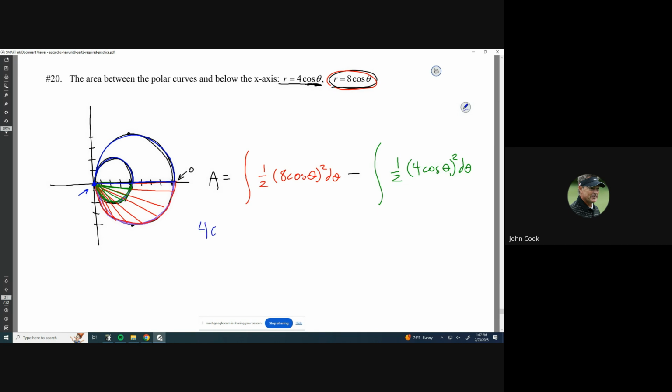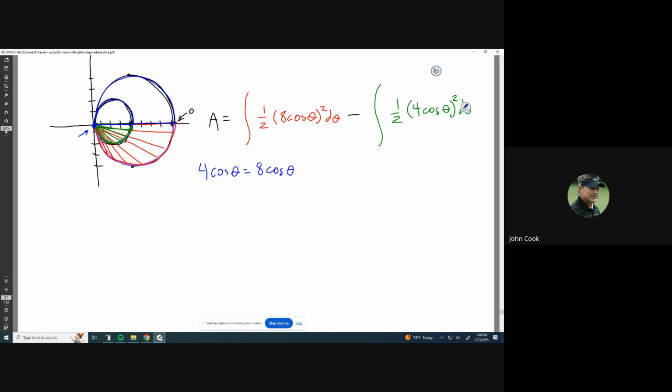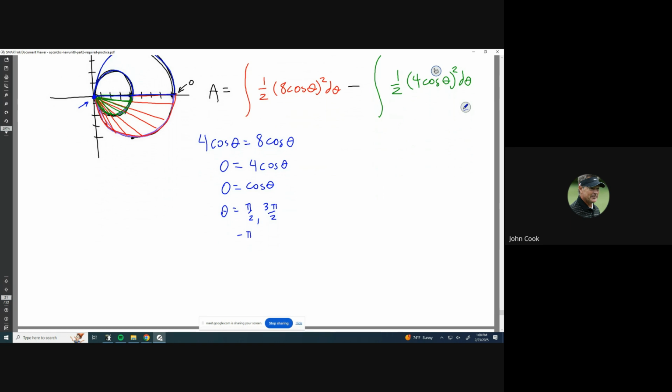So, I'd do that. 4 times the cosine of theta is equal to 8 times the cosine of theta. Subtracting 4 cosine theta from both sides, I get 0 equals 4 cosine of theta. And then dividing by 4, I get 0 is equal to cosine of theta. This tells me that I need to find any place where cosine is equal to 0. So for theta, that would be pi halves, 3 pi halves, and then for negative angle measurements, negative pi halves, negative 3 pi halves. You can do more coterminal angles if you want. I just like to get a couple positive ones, a couple negative ones. That usually does the job.